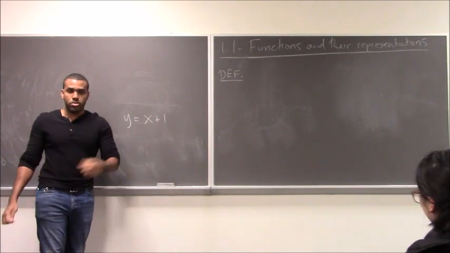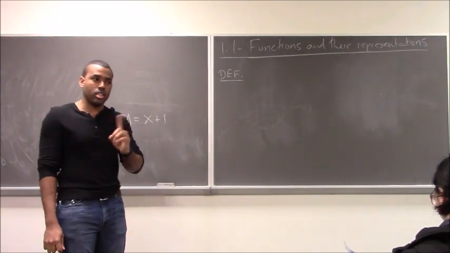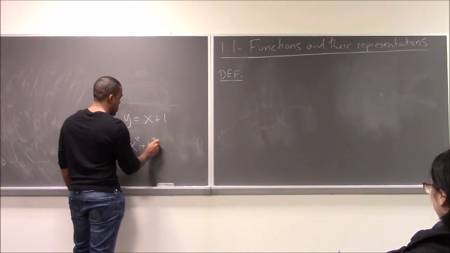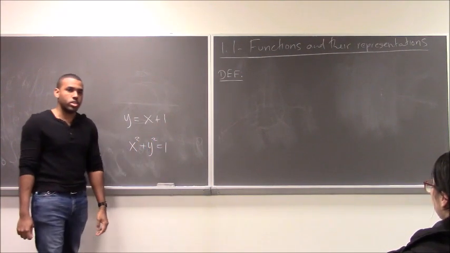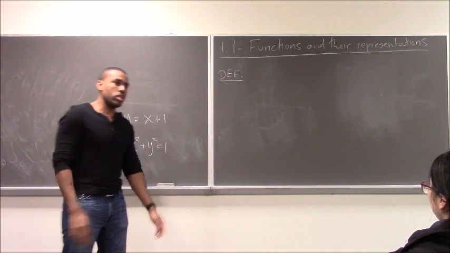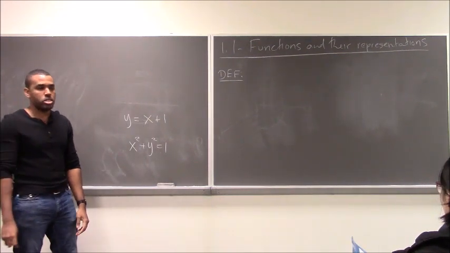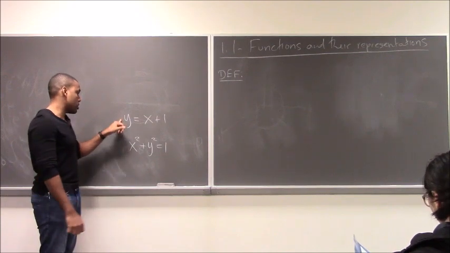It doesn't have to be a function. Not all equations are functions. So there's a little bit more to it than that. For example, x squared plus y squared equals 1 does not describe a function. Can you tell me why? What are the differences? What makes something a function? What kind of relationships are functions? This one is a function, this one is not.